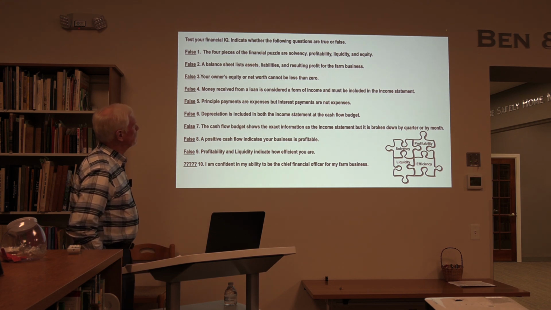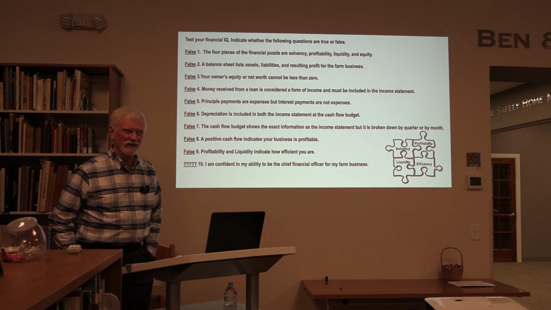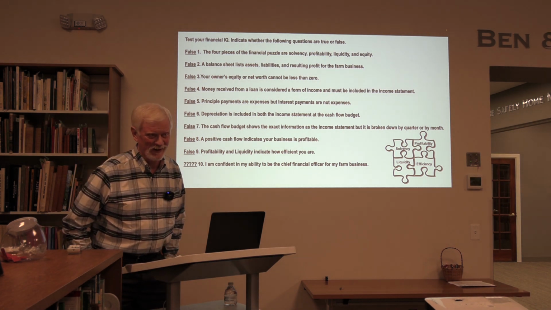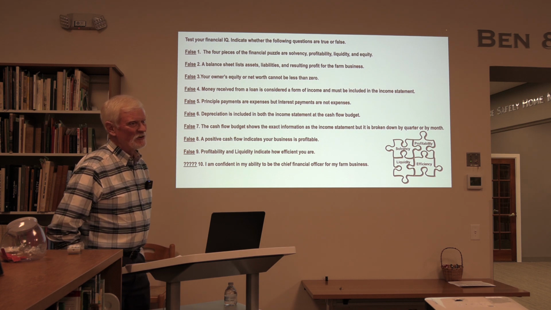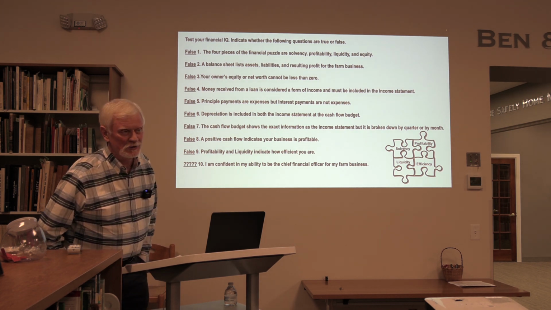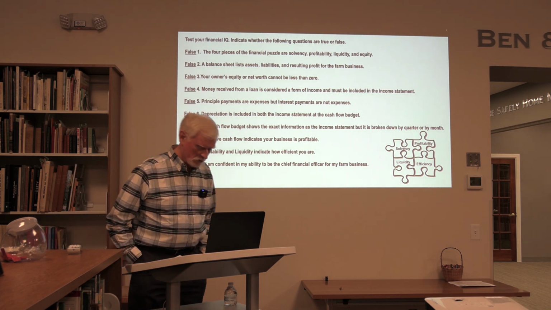Your owner's equity or net worth cannot be less than 0. That's false. What do we call it? We call it bankruptcy. You can have more debt than you have assets. There are a lot of people like that. All of my students at the university have more debt than they have assets. It's called student loans.